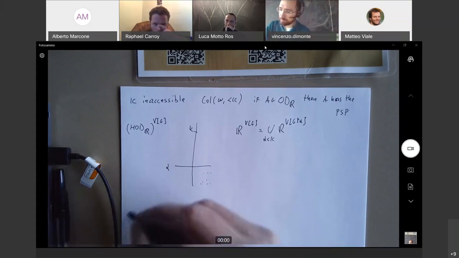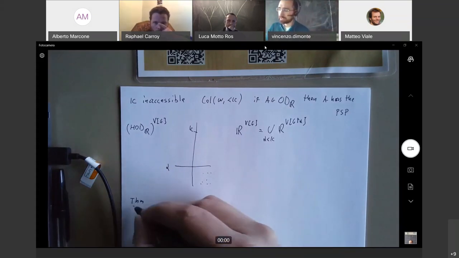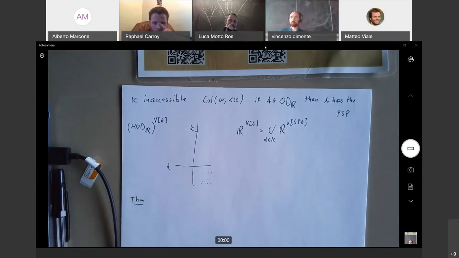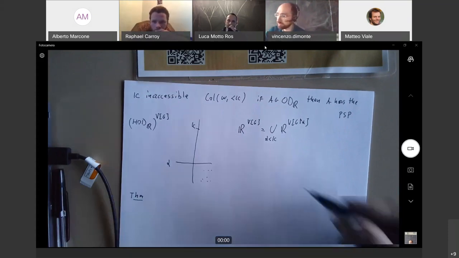So what I think I proved is this. I wanted to build a Solovay-like model, and then I realized it was already built by someone else, by George Kafkoulis.